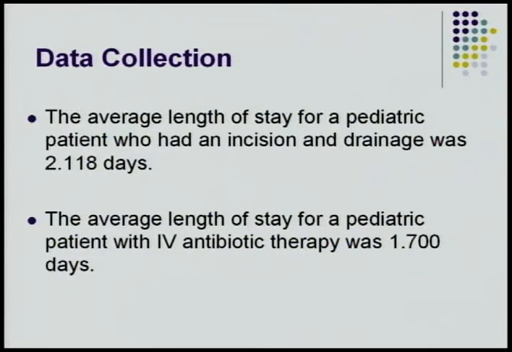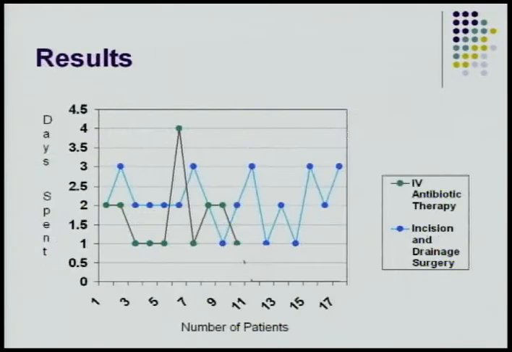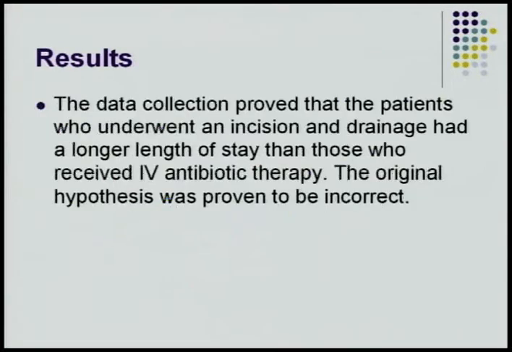The average length of stay for a pediatric patient who had incision and drainage surgery was 2.118 days, whereas the average length of stay for a pediatric patient with IV antibiotic therapy was 1.700 days. As you can see, the black line, which represents IV antibiotic therapy, was a shorter length of stay than the incision and drainage surgery, which was represented by the blue line. In result, the data collection proved that the patients who underwent incision and drainage surgery had a longer length of stay than those who received IV antibiotic therapy. The original hypothesis was proven incorrect.